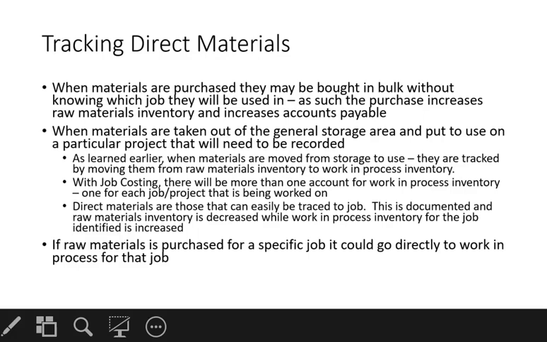Okay, so direct materials could be purchased and bought in bulk. At the time you buy those materials, lumber, metal, whatever, you don't know what job they're going to be used in. So you put them in a central warehouse or some storage facility. And you increase or debit raw materials inventory, and you increase accounts payable because you're probably going to pay for them later, or credit accounts payable.